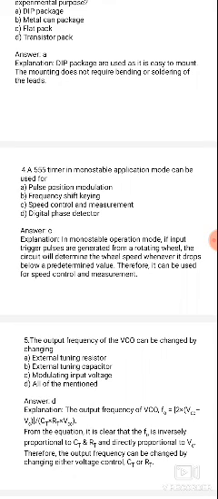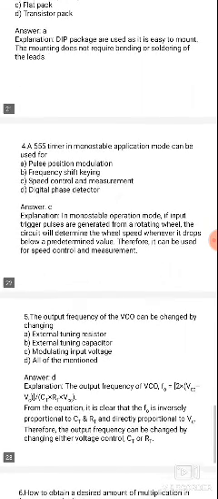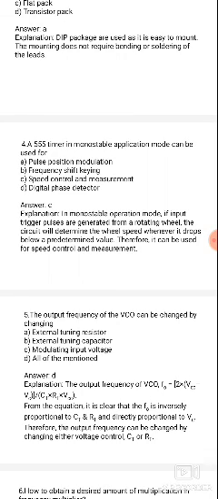How does it work as a speed control measurement? In monostable mode, if input trigger pulses are generated from a rotating wheel, the circuit will determine the wheel speed whenever it drops below a predetermined value. Therefore it can be used in speed control measurement. So it works on trigger pulses generated from a rotating wheel, and the circuit determines the wheel speed whenever it drops below a predetermined level.